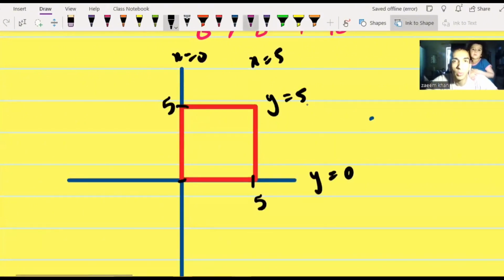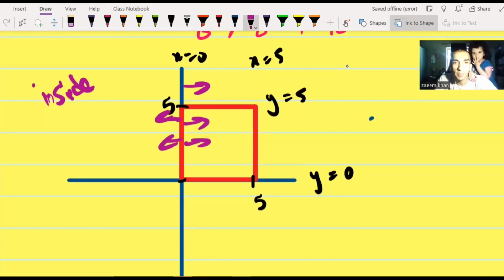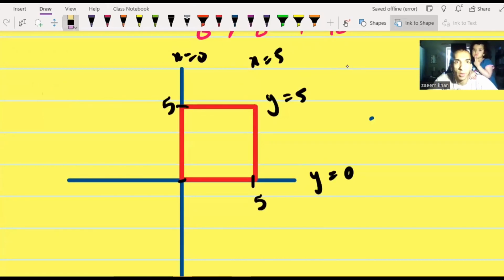Perfect. Now I would quickly ask you to change these equations into inequalities. You're supposed to stay inside this square. In order to stay inside the square, do you need to be on the right side of this line or to the left of this line? On the right side of the line. So this is going to change into x is greater than 0.